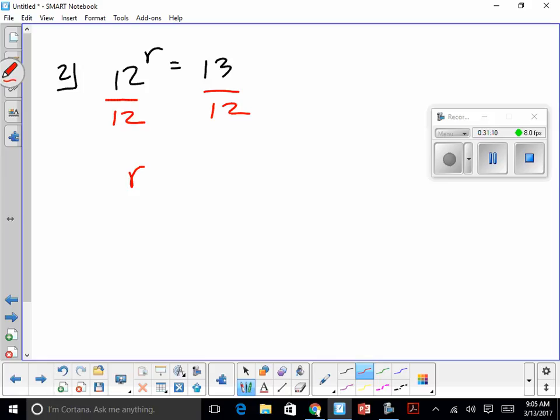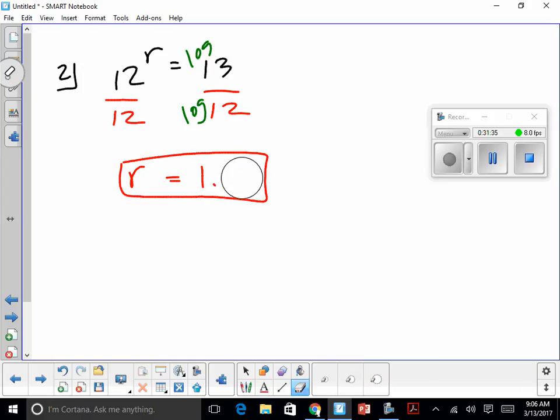What was the final answer on this one? I checked it up, but I didn't look at it. Was it 1 point something? For number 2? 1.03? Okay, not too bad. Logarithms. The inverse of an exponential function, that's what the logarithm is.